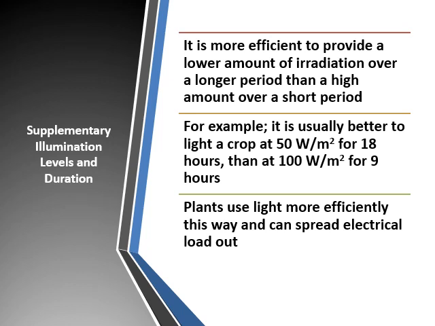So some of the key rules around supplemental lighting. It's more efficient to provide a lower amount of light or irradiation over a longer period of time than a high amount of light over a short time. So let's say you can supply 150 watts per square meter. If you did that for a long time versus 500 watts for 20 minutes, versus hours, the plants will respond better to some extent to the lower intensity light over a longer period of time.